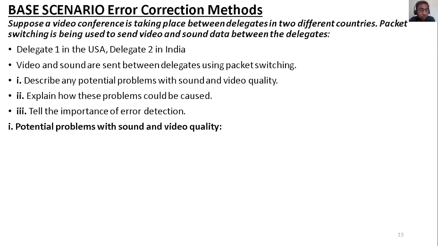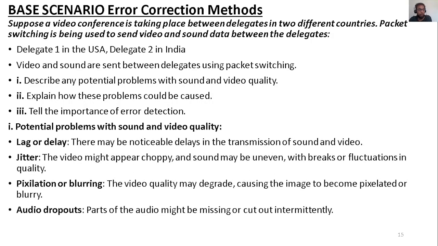Then there is another question. Suppose we have a scenario: a video conference is taking place in two countries. There are two delegates, delegate one in the USA and delegate two in India. Delegates are a group of people. Video and sound are sent between delegates using packet switching. Describe any potential problems with sound quality and video quality.